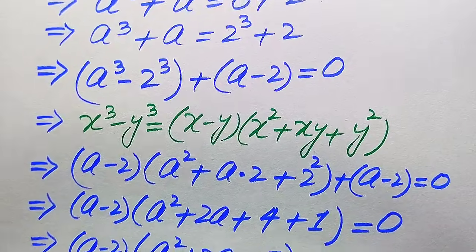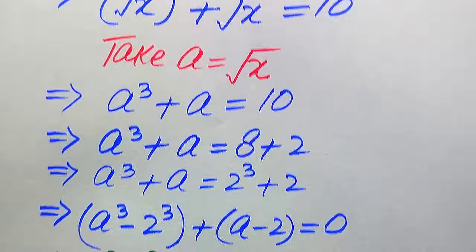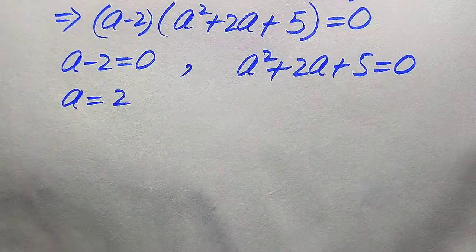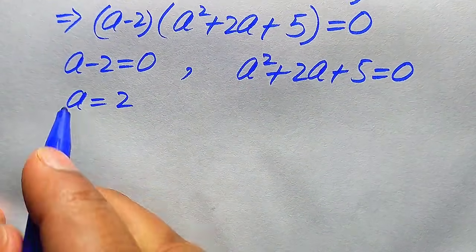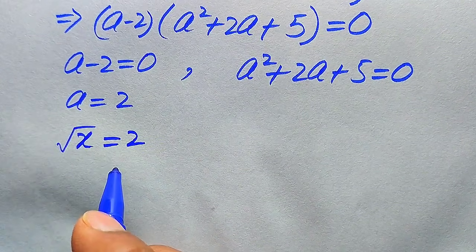And now here we move backward, and you see here at the start of the problem we took our a is equal to square root of x. So we back substitute this value of a, and this equation is written as square root of x is equal to 2.